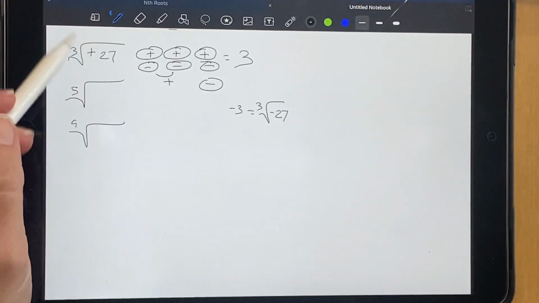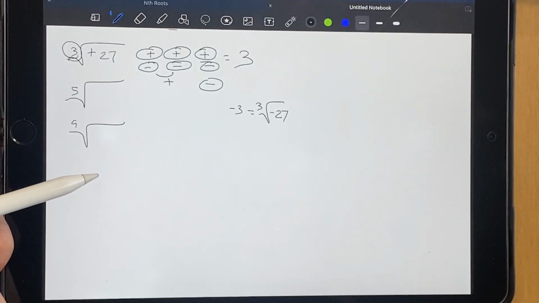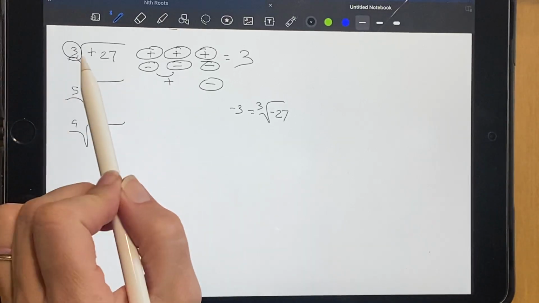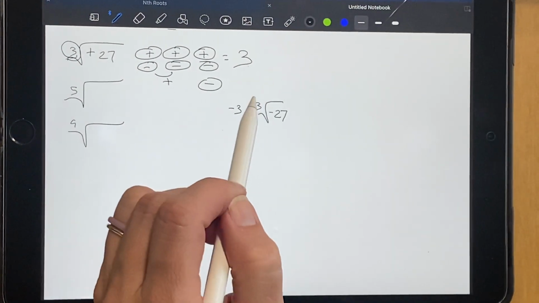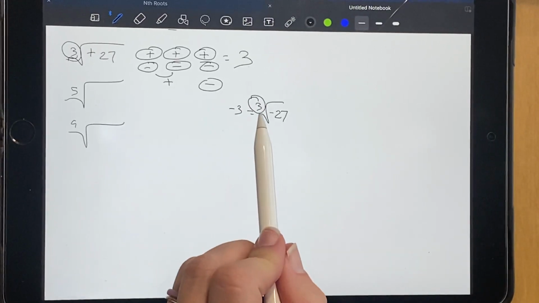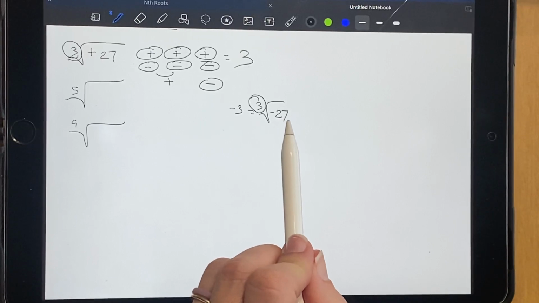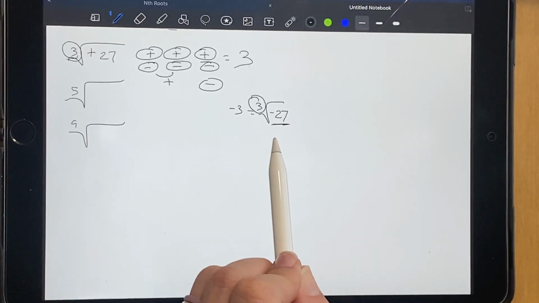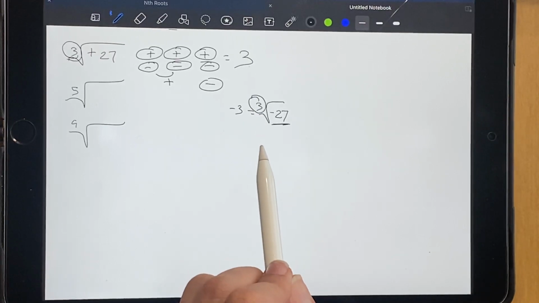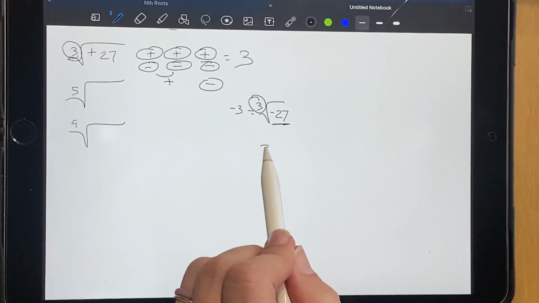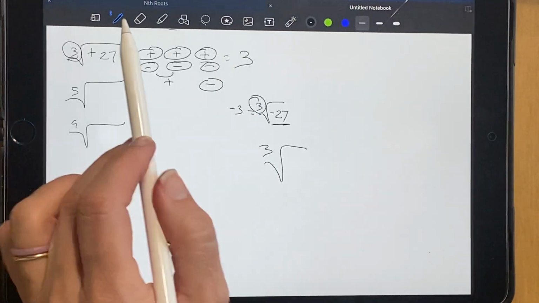However, when we are looking at odd indexes here, we do have a way that we could get that negative number because it's odd. So yes, we are allowed to have negative base numbers if and only if we have an odd index. So if I have the cube root, if I ended up with... I didn't mean to write that.